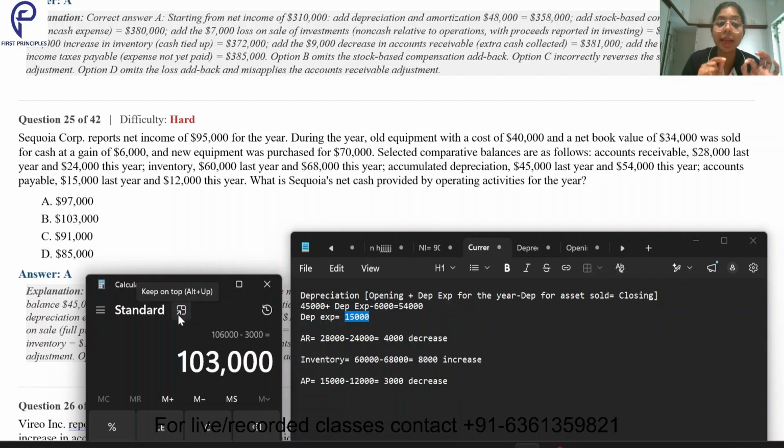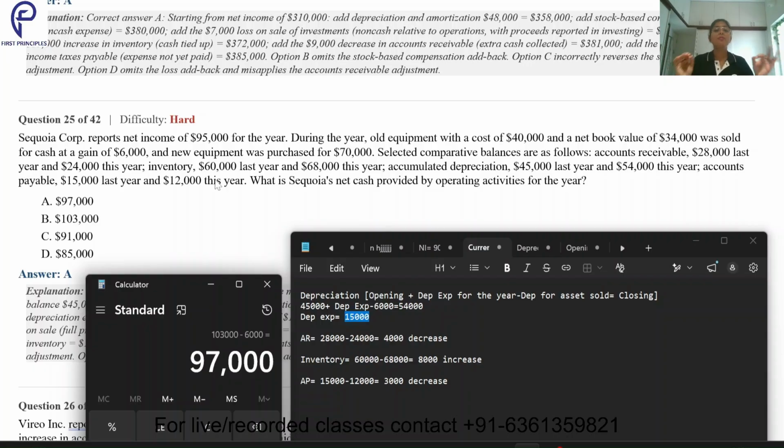As of now, many of us will mark 1,03,000 as the correct answer. But is this the correct answer? No. Why? Because the question is saying that the equipment was sold at a gain of 6,000. So that means we would have recorded this gain in my income statement, so this gain would have been included in my net income. But is this gain actually recorded in operating activity? No, because it will go into the investing activity. So we need to reduce this gain, and we are getting 97,000 as my cash provided by operating activities.